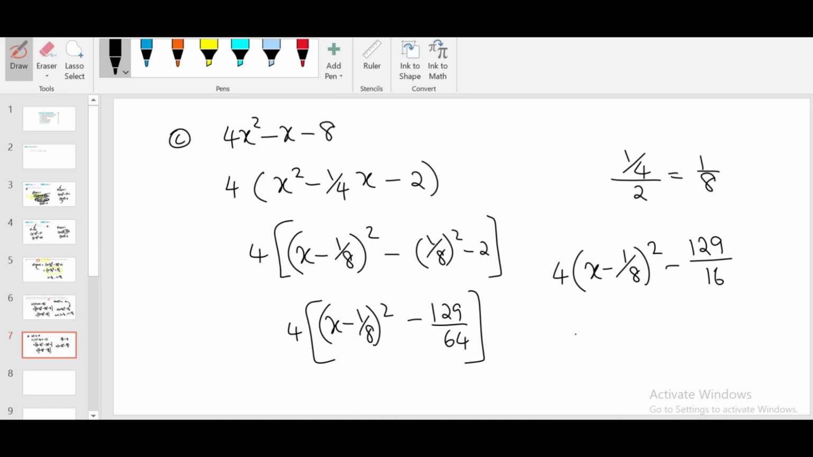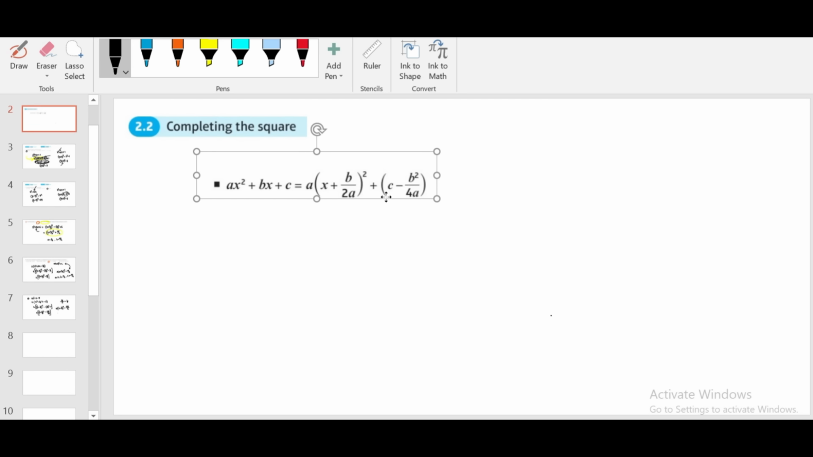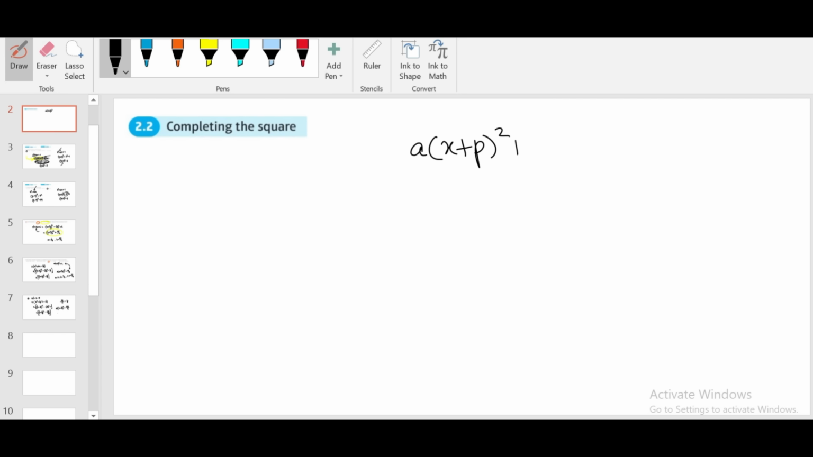That's all. Okay, there is one more thing you need to learn together with this completing the square. Listen carefully. We don't need this formula, so I'm going to delete it. When you apply completing the square and write the quadratic function in this form, sometimes they are going to ask you to find the turning point or the maximum or minimum point of this curve. If it's a U-shaped curve, you will have a minimum point. If it's an inverted U-shape, you will have a maximum point.